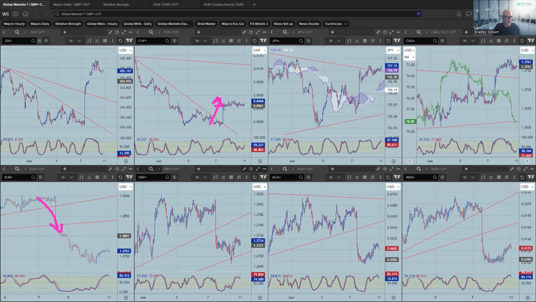The pairs are quoted differently. So it's the same sort of situation, but with the technical setup, sometimes it's better on the Swiss than it is the Euro. Okay. So you're looking to buy dollar Swiss on strong numbers or sell Euro on strong numbers, right? So that's something that you need to think about.